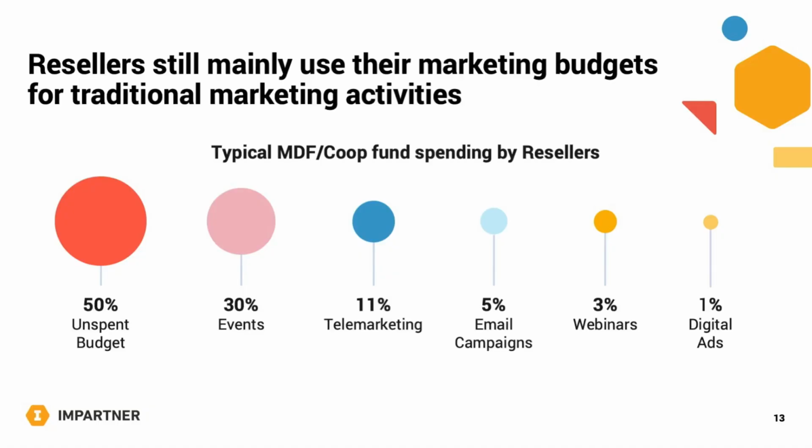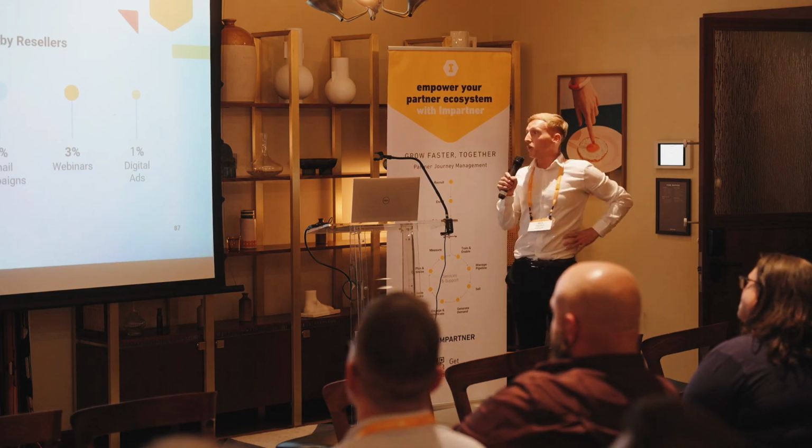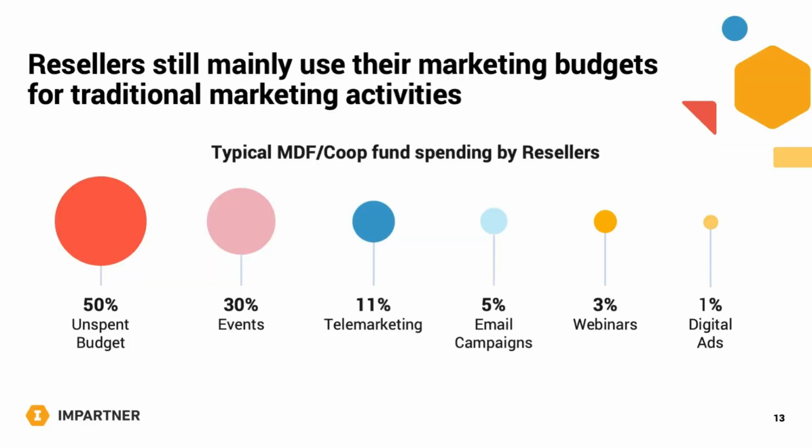When it comes to partners actually conducting marketing activities, this slide is, I think, 4 years old. We got it from Forrester. So the numbers on the right-hand side here have probably changed. I'd imagine they're doing more digital ads and probably less telemarketing. But that red bubble on the left-hand side, that's still consistent today.